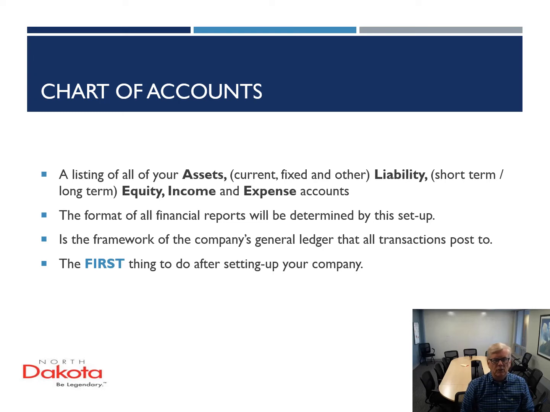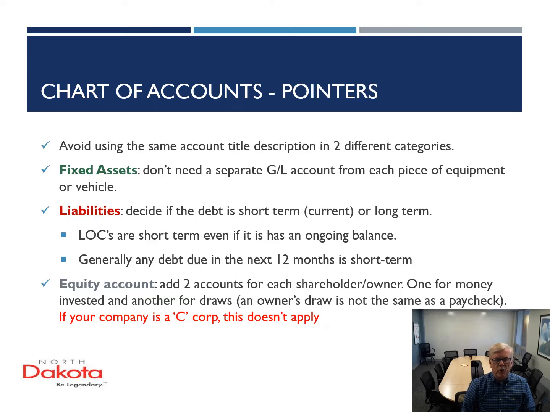So, chart of accounts. A couple pointers here: avoid using the same title in 2 different categories. Fixed assets, you don't need a separate general ledger account for each piece of equipment. If you have 5 trucks, you don't need to list all 5. You can say trucks, and you can use items to list each one if you want to. Liabilities, decide if the debt is short-term or long-term. Lines of credit are short-term, even though they may have an ongoing balance. Generally, any debt that is due in the next 12 months is short-term.